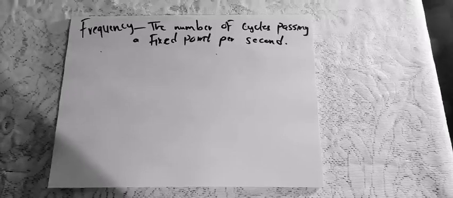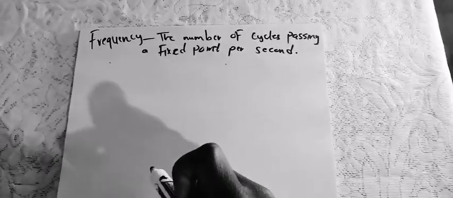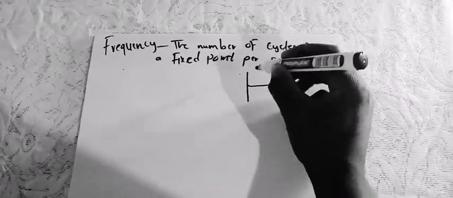So there's something called the frequency, the number of cycles passing a fixed point per second. So the number of cycles, in other words, the number of complete waves. For an example, let me just draw a transverse wave diagram or representation.